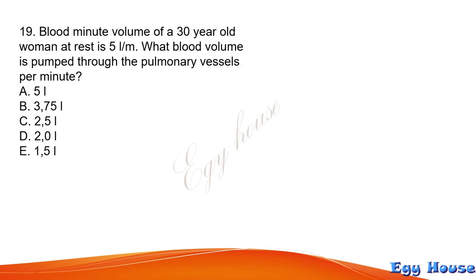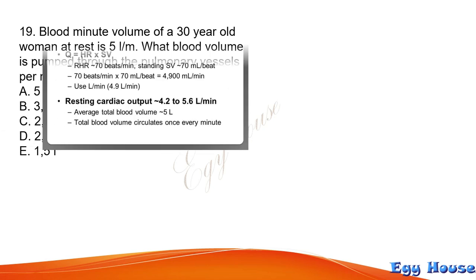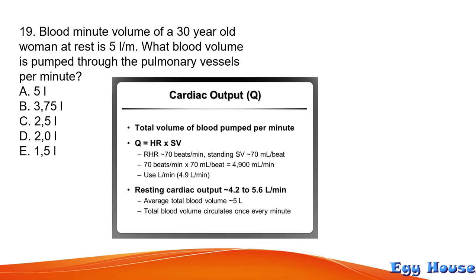The blood minute volume of a 30-year-old woman at rest is 5 liters per minute. So what volume of blood is pumped through the pulmonary vessels per minute? 5 liters. It is very simple because the blood minute volume, you can meet it as cardiac output in other questions, or even when you were having physiology. The average is 5 liters in 1 minute.